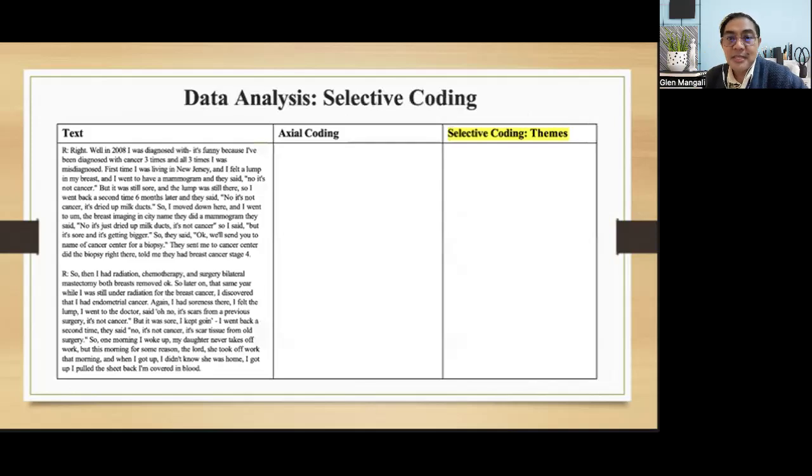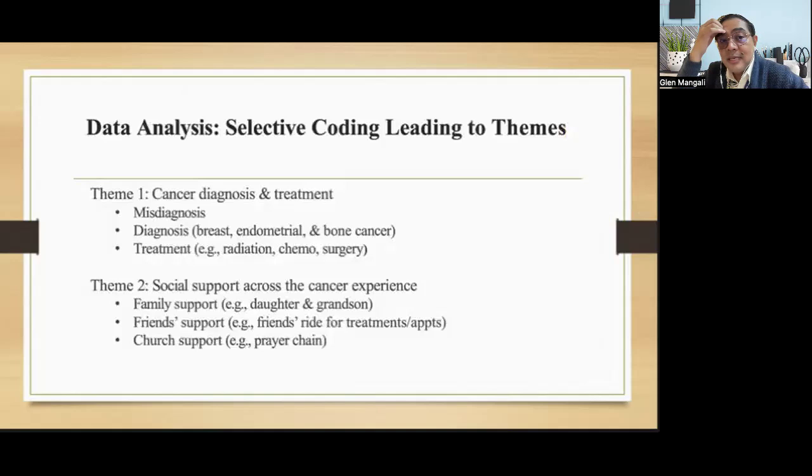And then, like what I've said, you select the theme. Now, in selective coding leading to themes, this can be used as your pattern. For example, theme 1, cancer diagnosis and treatment. Under cancer diagnosis and treatment, there are three categories: peace, diagnosis, and treatment. Under theme 2, social support across the cancer experience, there are three categories: family support, friend support, church support. So you will notice that's how we develop themes and categories from the codes.